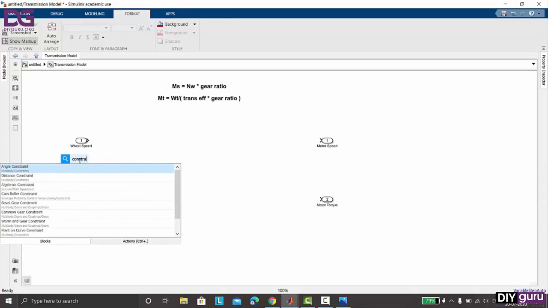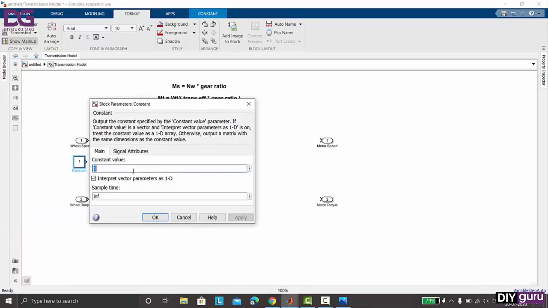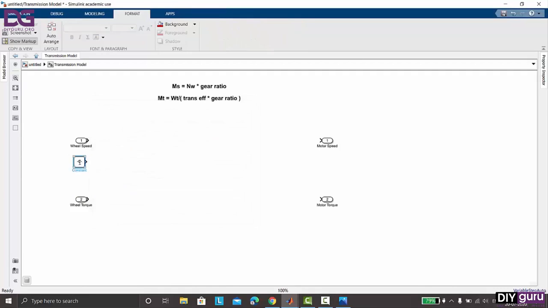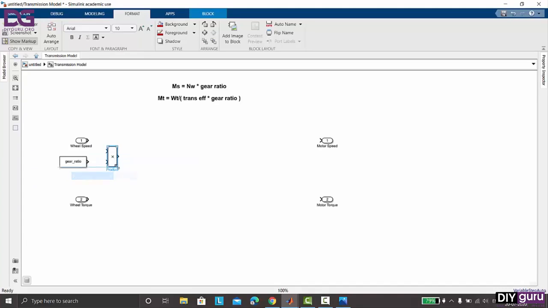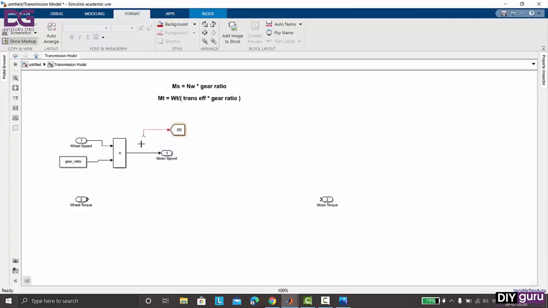So insert one constant block, that is the gear ratio. Product of having two inputs, and we get the motor speed. So add one go-to block and name it as motor speed.